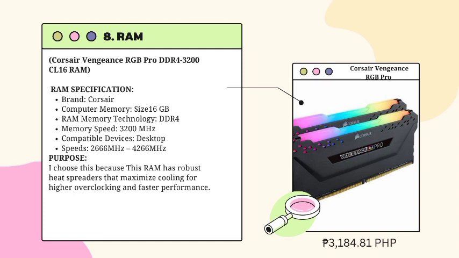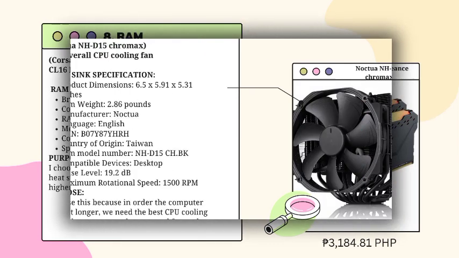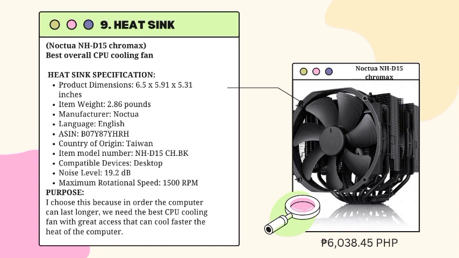Number eight, RAM or the random access memory. The brand I choose is the Corsair Vengeance RGB Pro DDR4 3200 CL16 RAM. For the RAM specification, I choose this because this RAM has robust heat spreaders that maximize cooling for higher overclocking and faster performance. The Corsair Vengeance RGB Pro DDR4 3200 CL16 RAM has a price of 3,184.81 pesos.